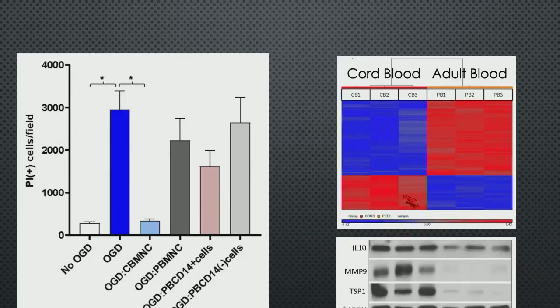I pulled out a few that are interesting to us. IL-10 is very anti-inflammatory. MMP9 is needed for synaptogenesis, as well as TSP1. These are a few candidates that we're starting to explore.